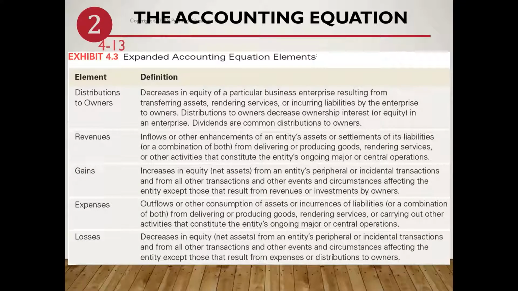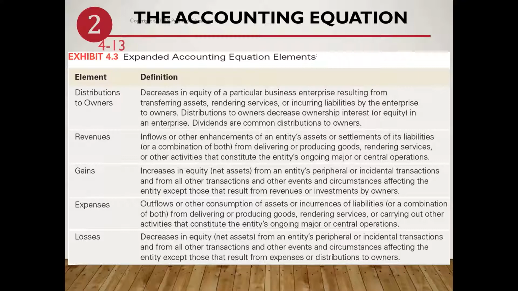Here, Exhibit 4.3 reviews the definitions of the elements that appear in the expanded accounting equation. Exhibit 4.3 also shows the U.S. GAAP definitions from FASB Concept Statement Number 6, Elements of Financial Statements. Now, the IFRS definitions are somewhat different, and we explain that in Chapter 2. But these differences do not affect the explanations of the steps in the accounting cycle.